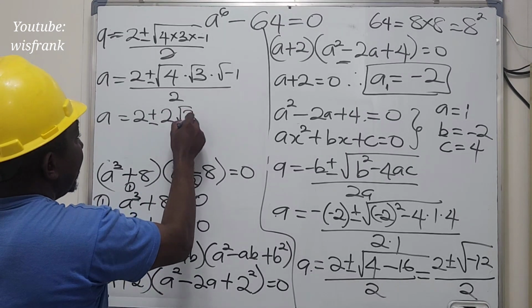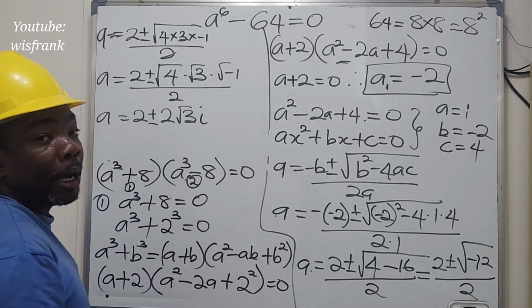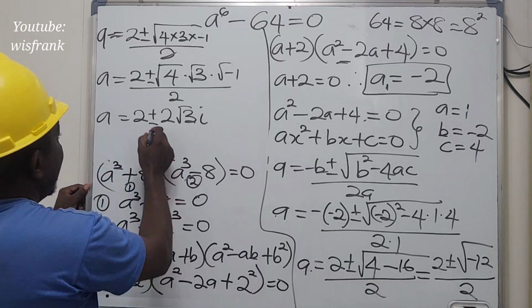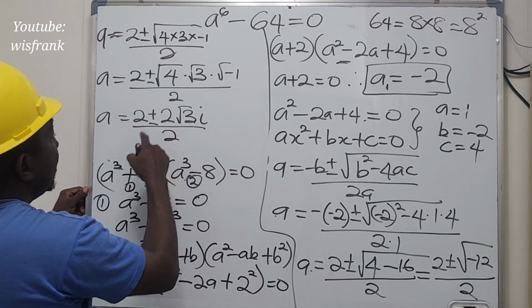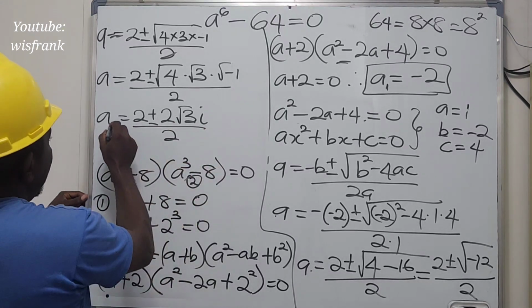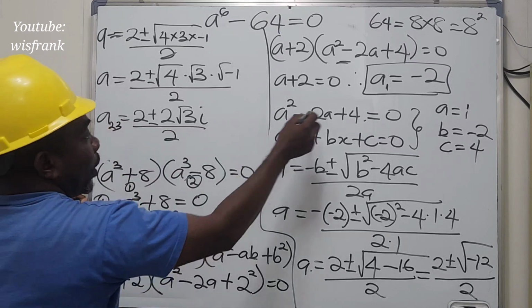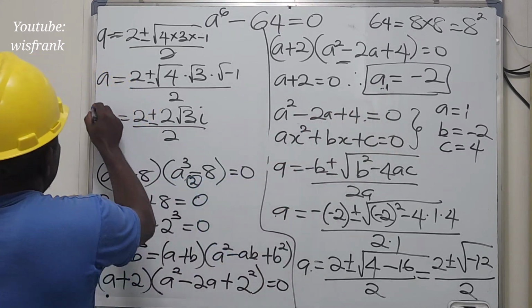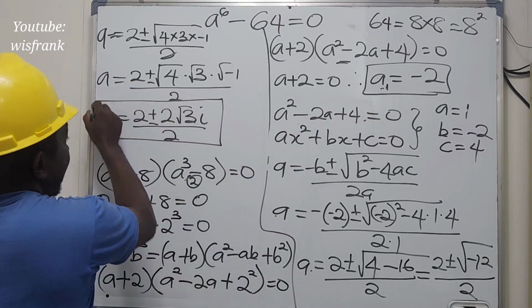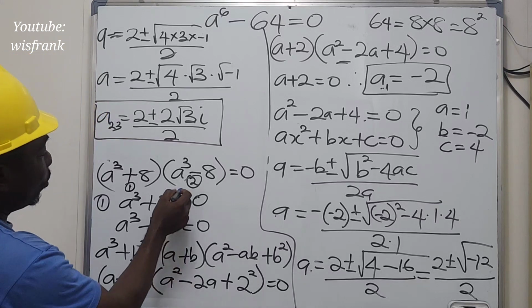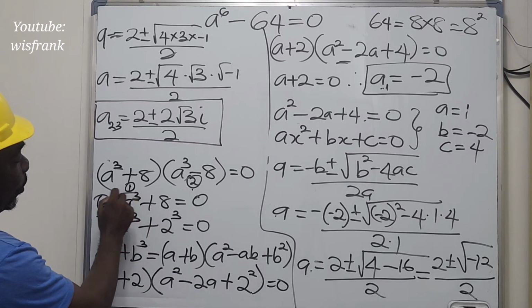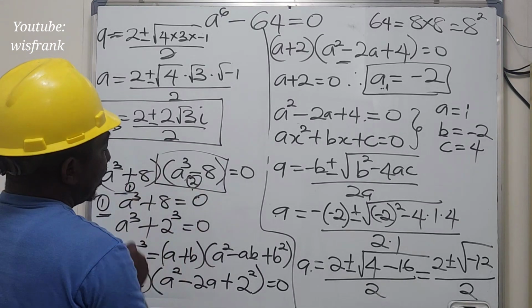We have root 3i, because the square root of minus 1 is iota, which is i, all over 2. In this case, we have two solutions of a here, which are 2 and 3, because we have a1 here. So these are the solutions of a that we have. We just finished with this one, and we are going to look at the second one.